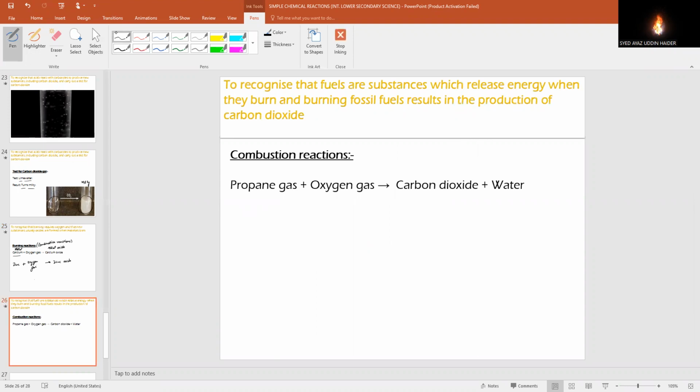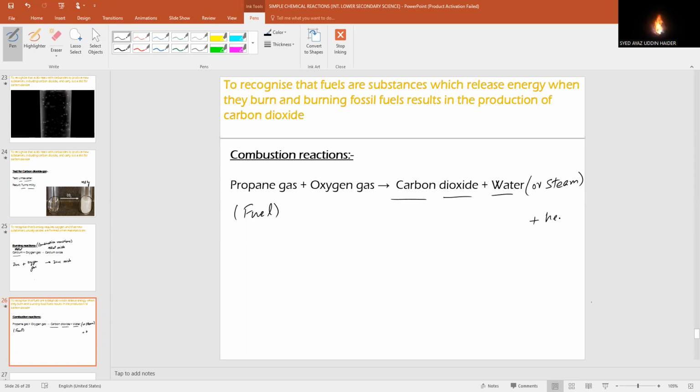Combustion reactions, as I have already explained, involve burning of fuels. Propane gas is the fuel here. And the products will always be carbon dioxide and water. Sometimes instead of water, we can write steam. So both are correct. So a burning reaction of fuels with oxygen is a combustion reaction.